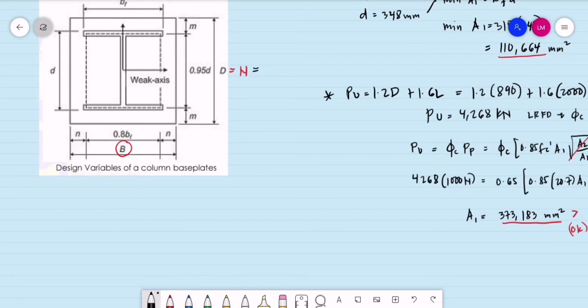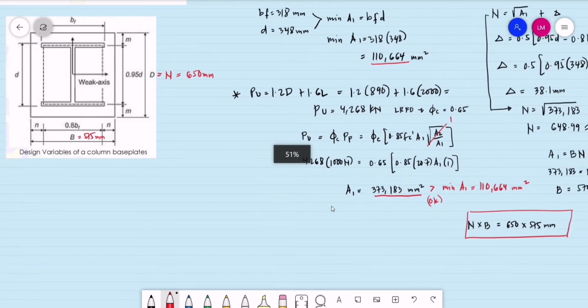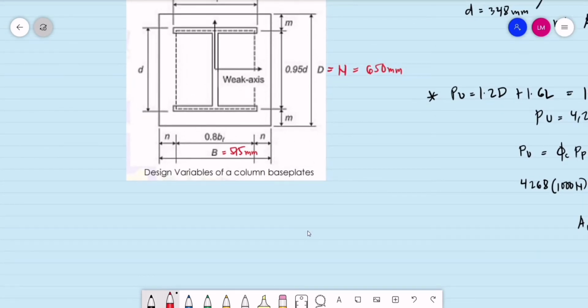The value of N is equal to 650 mm, and the value of B is equal to 575 millimeters. That will be the dimension of our base plate, 650 by 575. So let us just check if our phi c P sub p, where phi is the reduction factor, which is equal to the value of Pu, is less than or equal to 0.85 of the f'c, multiplied by area 1, multiplied by the square root of area 2 over area 1. But again, this is the same as 1, since we have area 1 equal to area 2.